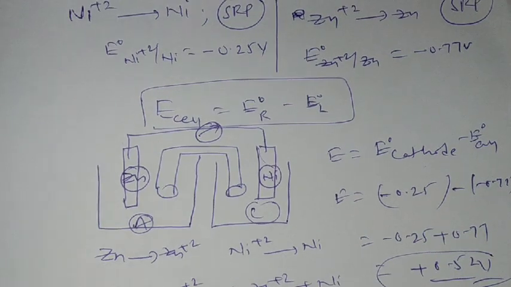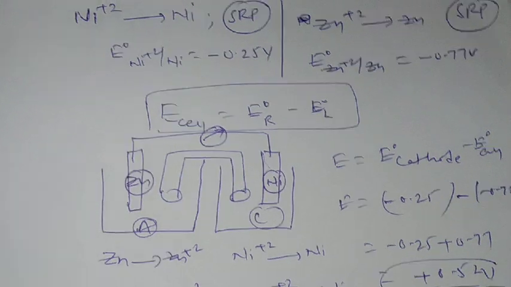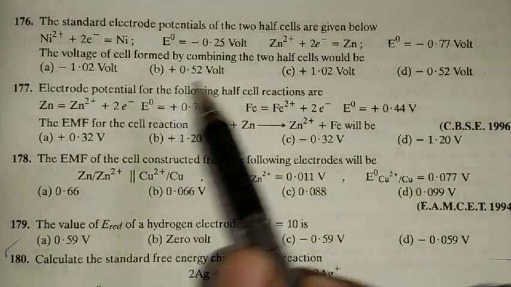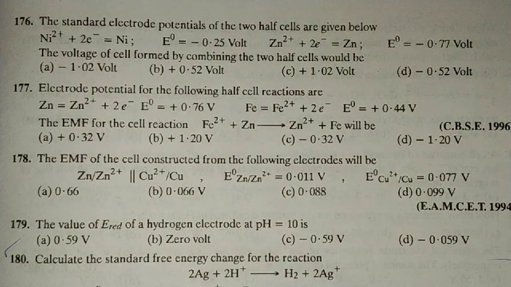So here the concept is also reminded to you. I hope you understood clearly. So what is our option here? Plus 0.52. Is it okay? Right. Look at the next question.